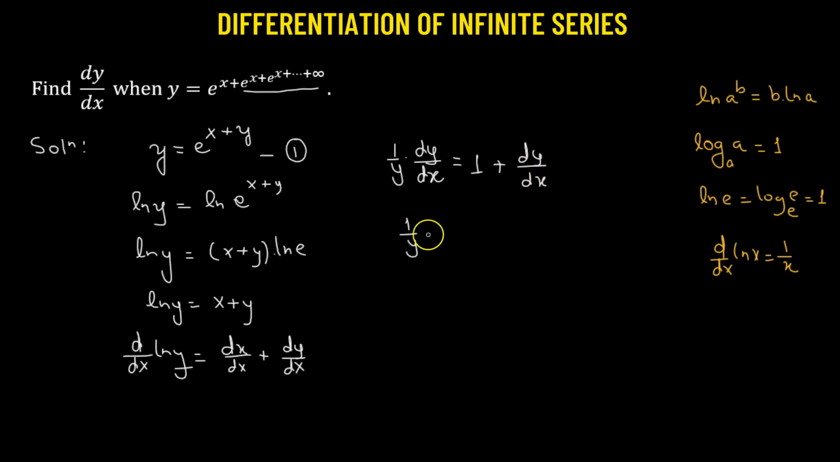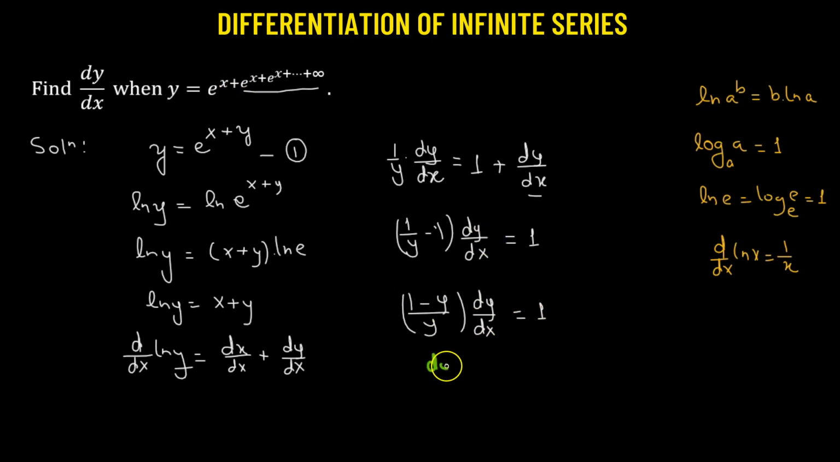Now 1 over y minus 1. So what we have done, we have transposed the second term on the right hand side to the left hand side and combined it with the first term on the left hand side. This will be multiplied by derivative of y with respect to x equals 1. We'll combine the terms within the parentheses. So we have (1 minus y) divided by y multiplied by derivative of y with respect to x. So this value is equal to 1. And finally, our derivative of y with respect to x will be given by y divided by 1 minus y.